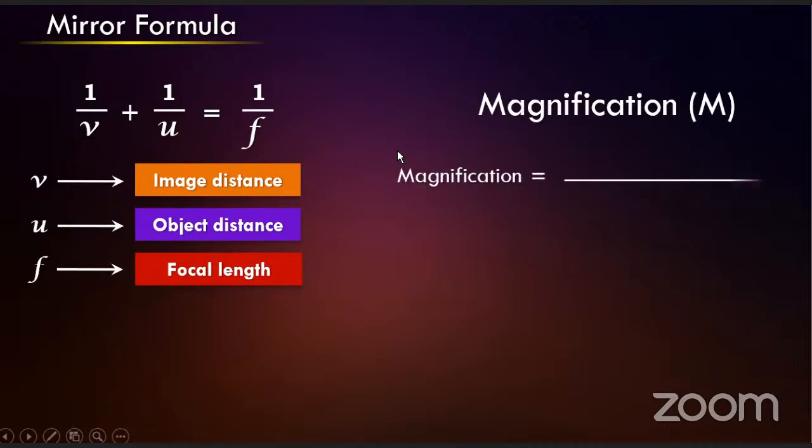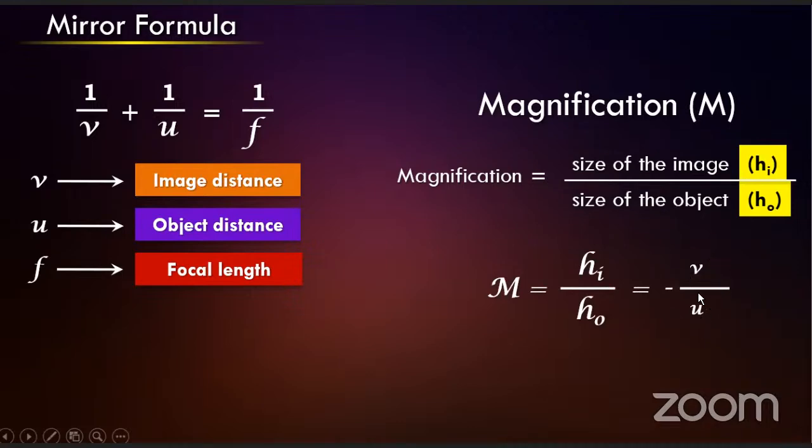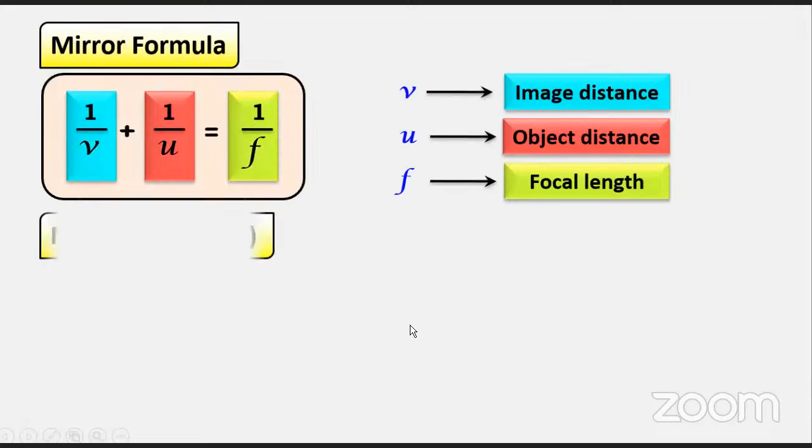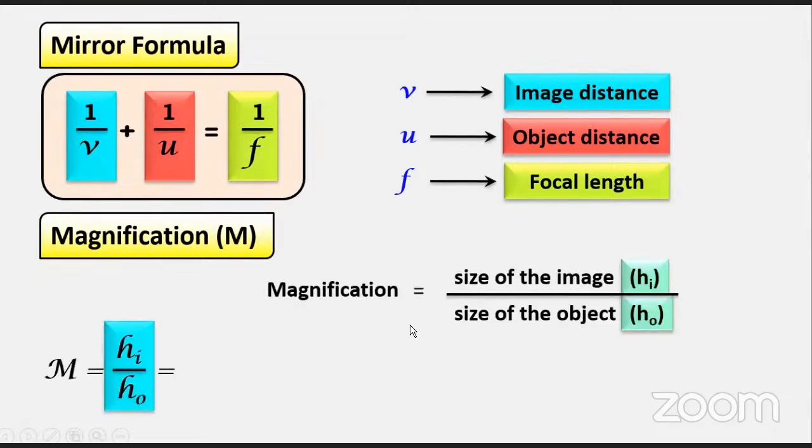And the magnification formula. What is the magnification formula? M is equal to HI by HO, size of the image by size of the object. Or minus V by U, minus image distance by object distance. Is it right? Yes, sir. Now we'll see the problems based on this mirror formula. You can see the mirror formula here directly, or you can take a screenshot of it.